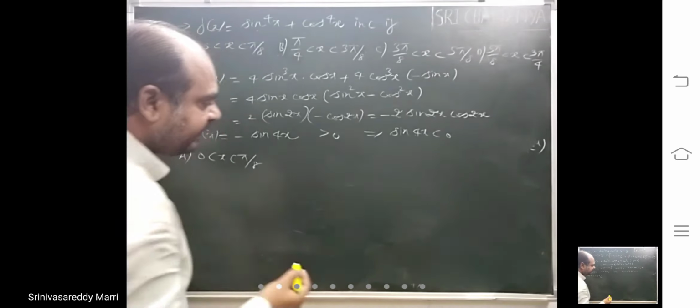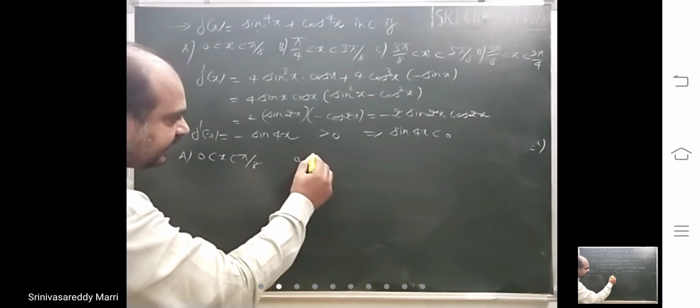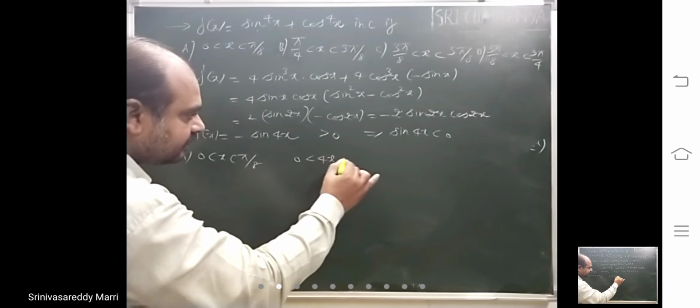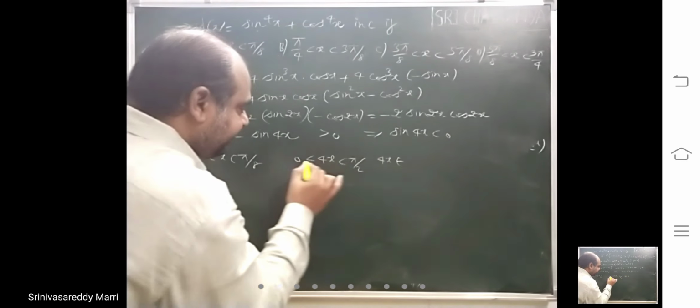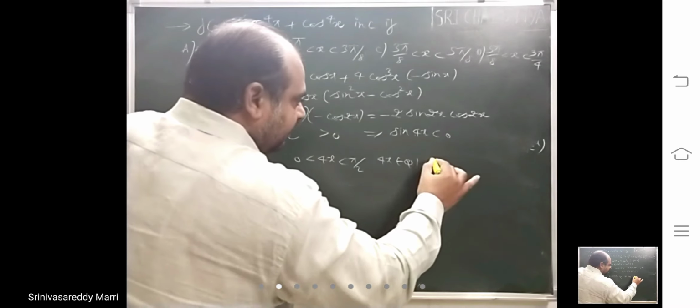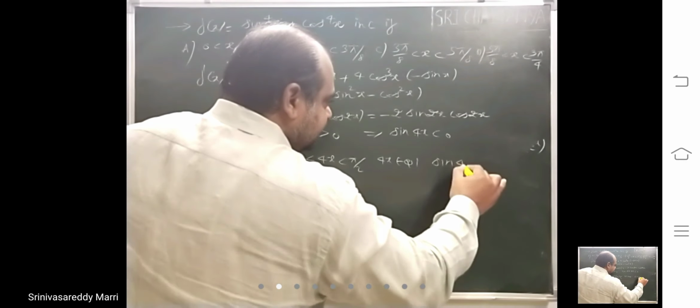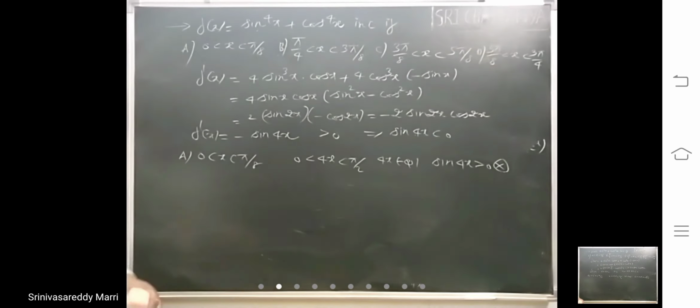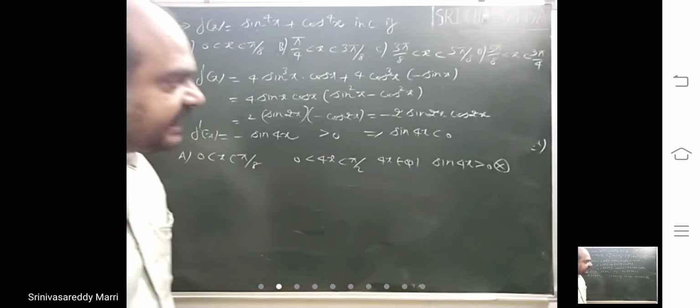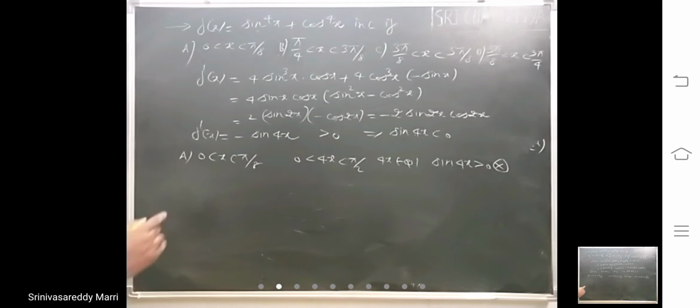It depends on the 4x angle. The 4x angle you calculate, multiply with 4. So 4x angle will be in which quadrant? Quadrant 1. In that case, sin 4x will be greater than 0. This is wrong. But you have to trace the interval in which sin 4x is less than 0. That is a wrong option.